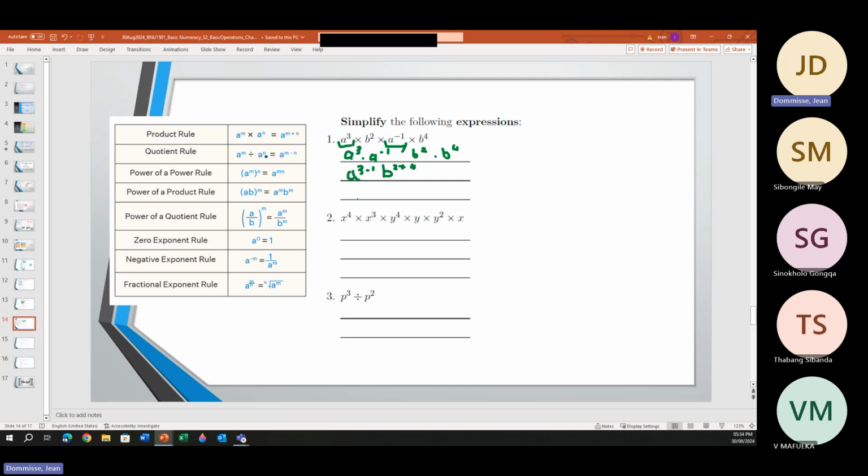So 3 minus 1 is A to the power of 2, and 2 plus 2 plus 4 is B to the power of 6. Okay, so by using the exponent rules, we were able to simplify this to the final answer.